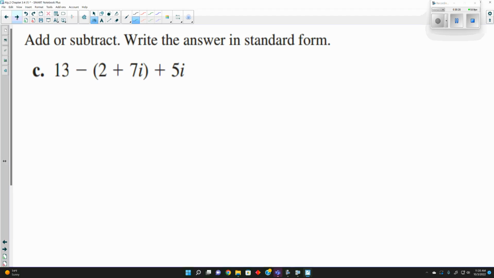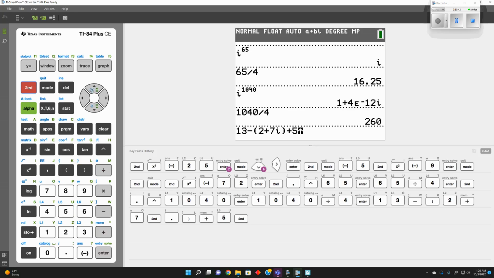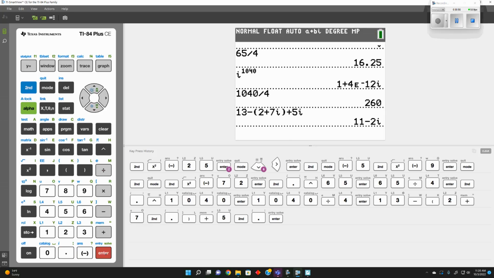So we have 13 minus 2 plus 7i plus 5, yes? Now there's an i button on the graphing calculator, isn't there? 13 minus 2, what was it, plus 7i? Is what we had, yes? Minus 2i. So we could just use the calculator.